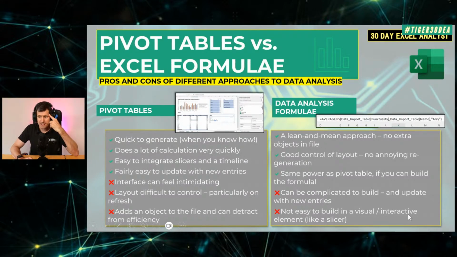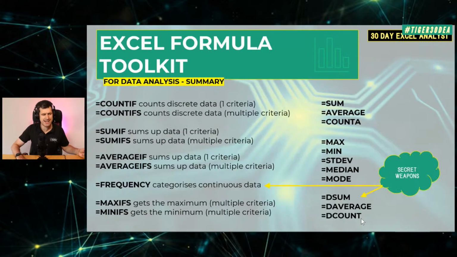Not easy to build in a visual or interactive element. Yes, this is another advantage of pivot tables. It's easy just to overlay those slicers and the timeline as we did yesterday. To do that with data analysis formulae is possible using VBA, and we've got Automation Week coming up later in the course. We're going to get you started with VBA. It is easier with VBA, but if VBA isn't an option for whatever reason, then it's quite difficult to recreate that feel that a slicer gives you with Excel data analysis formulae. So there's pros and cons.